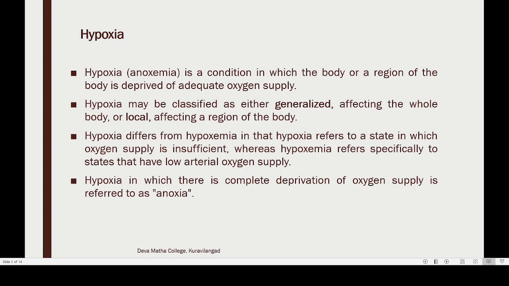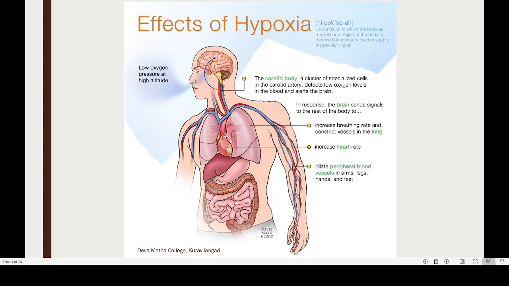Though in hypoxia there is partial deprivation, if there is a complete lack of oxygen, it is referred to as anoxia. Deprivation means absence or lack. A means absent, so anoxia means no oxygen, a complete absence of oxygen. Hypoxia simply means low oxygen, and anoxia means complete absence of oxygen. So this is how we define hypoxia as well as anoxia.